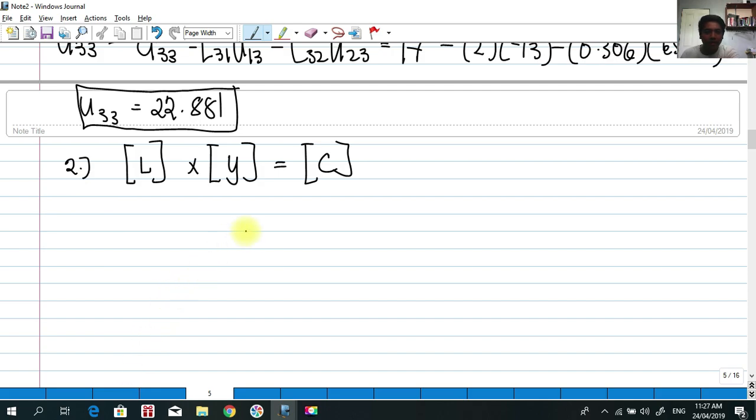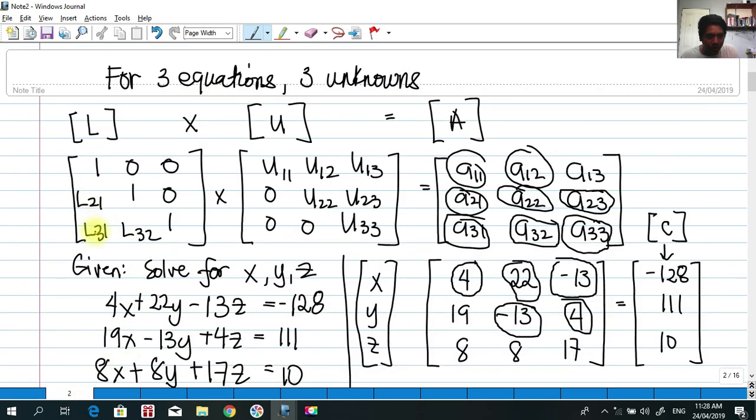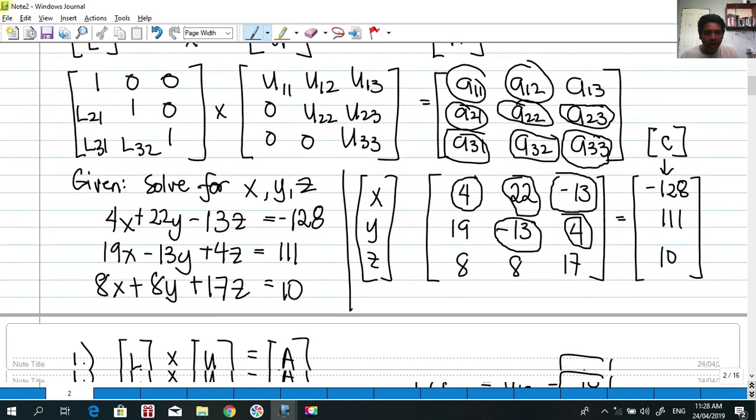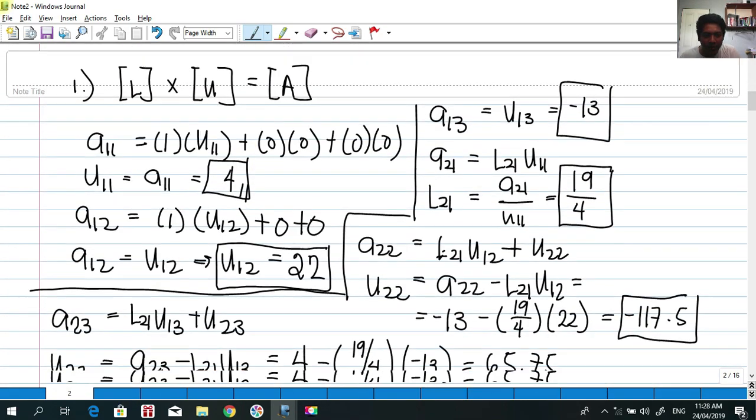So what do we have here? This will now be our second step. We have again the matrix L, wherein matrix L is composed of 1 diagonals, and all of the upper elements of the diagonal are 0. So we have here the values of L21, L31, and L32. We have the values of those now.